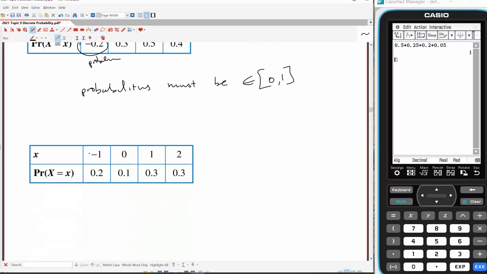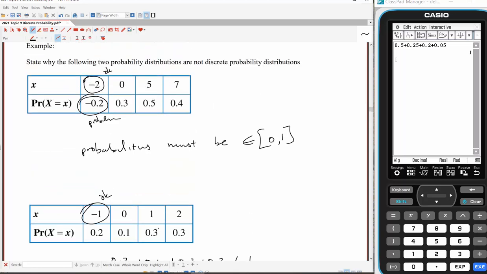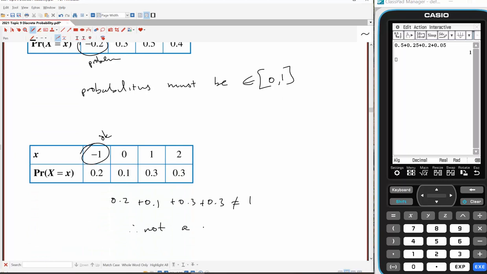What about this one? Well, again, a lot of people will look at that and go, that's bad, but a random variable can take the value -1. What it can't take is if these probabilities don't add to 1, and that's going to be the issue here, because 0.2 plus 0.1 plus 0.3 plus 0.3 is not equal to 1, therefore not a discrete probability distribution. So it's perfectly allowable for a function, just not a probability distribution function.